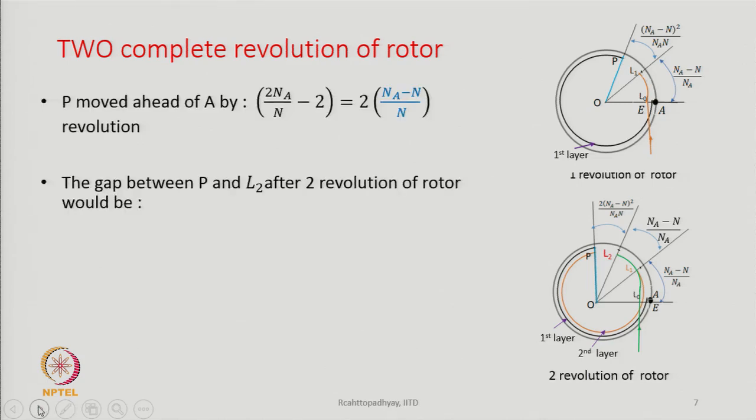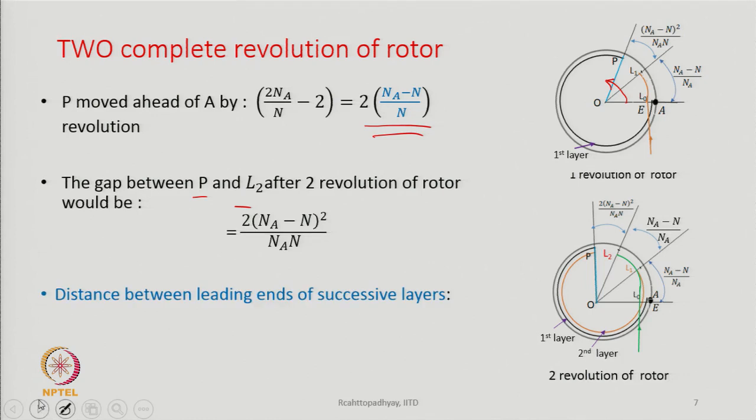After 2 complete revolutions of the rotor, P has moved ahead of A, as shown here, from here to there, and this value is going to be 2 into (N_A minus N) by N. The gap between P and L2 after 2 revolutions of the rotor could be 2 into (N_A minus N) whole squared by N_A into N.